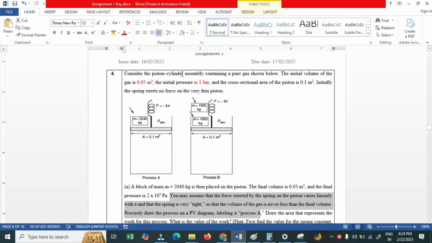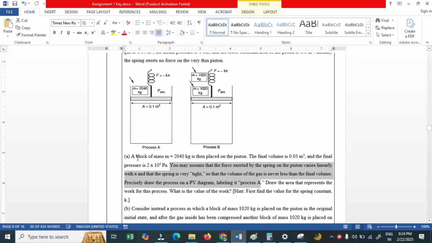Consider the piston cylinder assembly containing a pure gas zone below. The initial volume of the gas is 0.5 meter cube and the initial pressure is 1 bar. The cross-section area of the piston is 0.1 meter square. Initially, the spring exerts no force on the very thin piston.